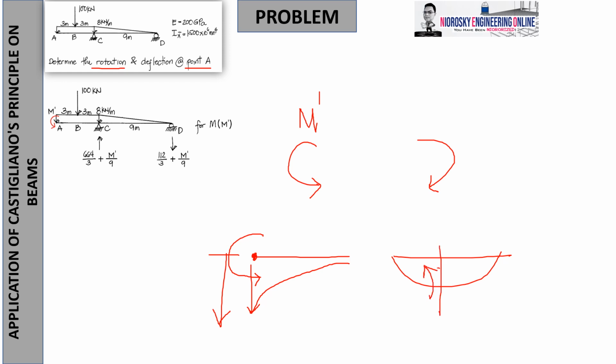So there should be an equivalent deflection. Is it upward or downward? Try to simulate. You go back to the discussion earlier. So it has something to do with the deflection.